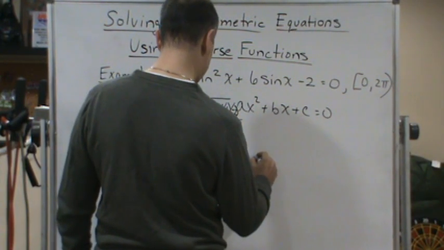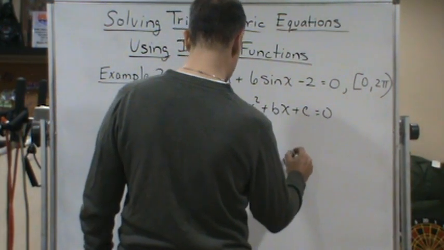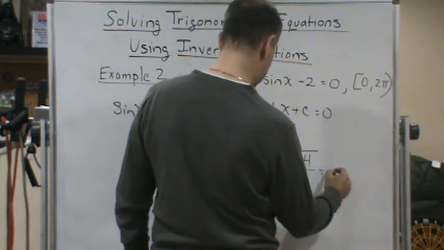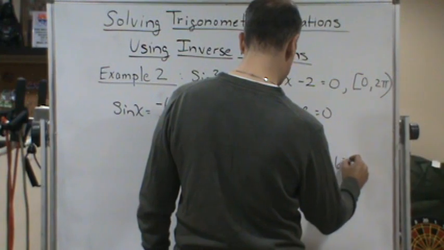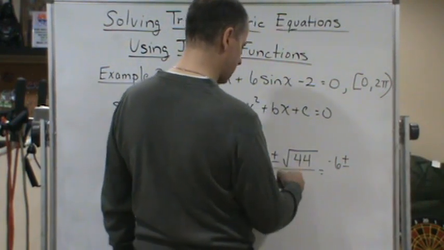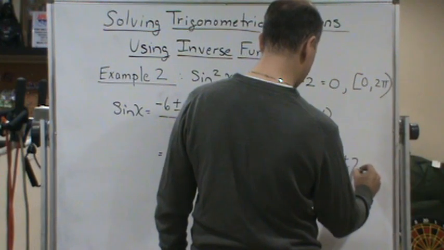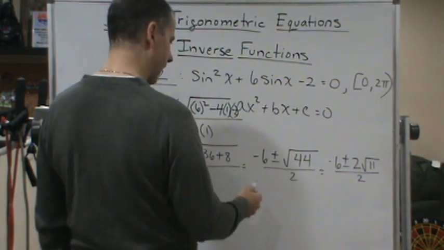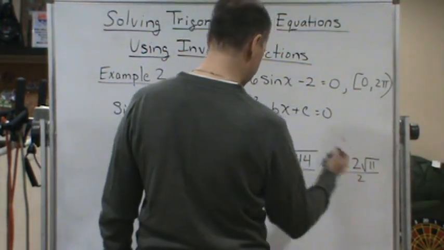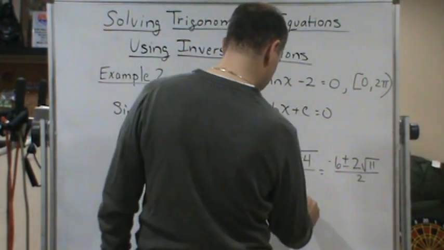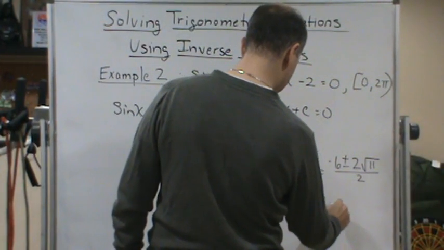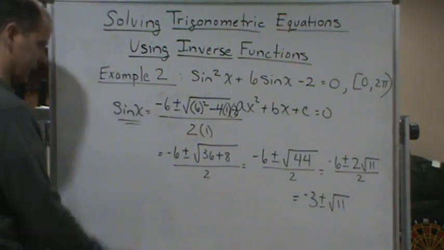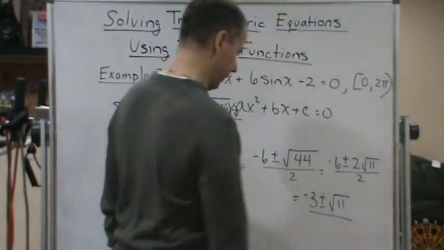So this is going to give -6 plus or minus the square root of 44 over 2, which is going to simplify to -6 plus or minus, this is going to be 4 times 11, so I can simplify the 4, which is going to be 2 times the square root of 11 over 2, and then of course I can divide out the 2. I can factor out a 2 on the top and cancel with the bottom. So that's going to give me -3 plus or minus the square root of 11. So now we know that sine x is equal to this.